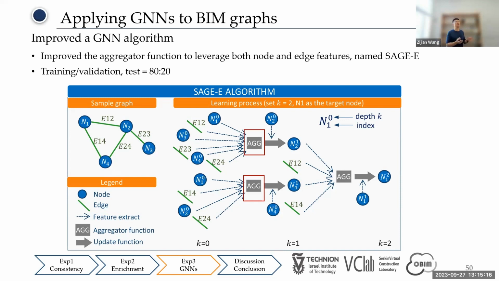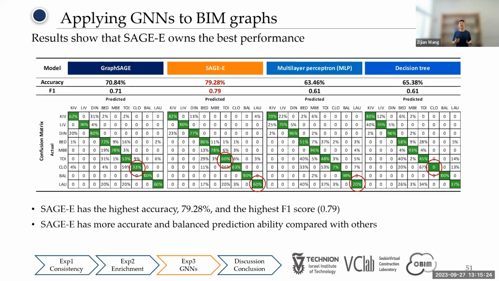We divide the dataset, 80% for training and the last 20% for validation. It shows that our CHE algorithm has the best performance. Its accuracy is 79%, which is higher than the others. It also has a better F1 than the others. When we go to the confusion matrix, CHE also has higher accuracy for each class. It shows that CHE has a more accurate and balanced prediction ability compared with the state of the art.